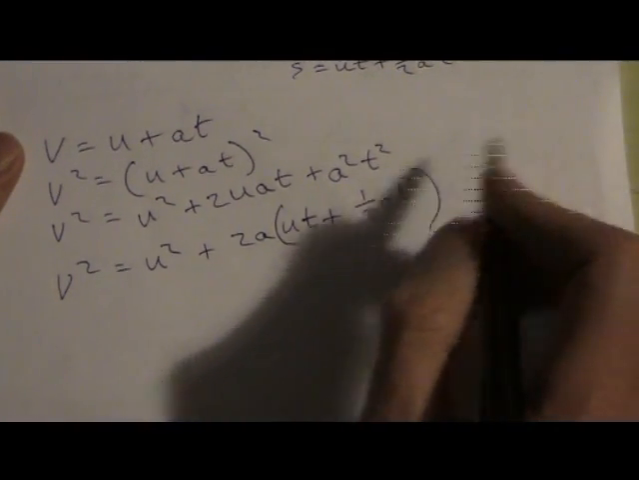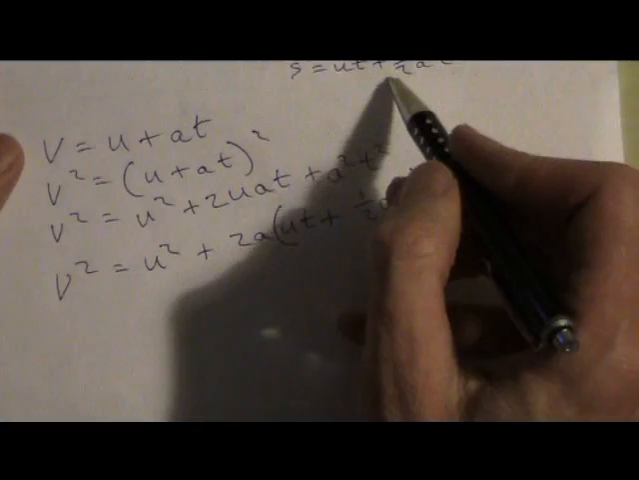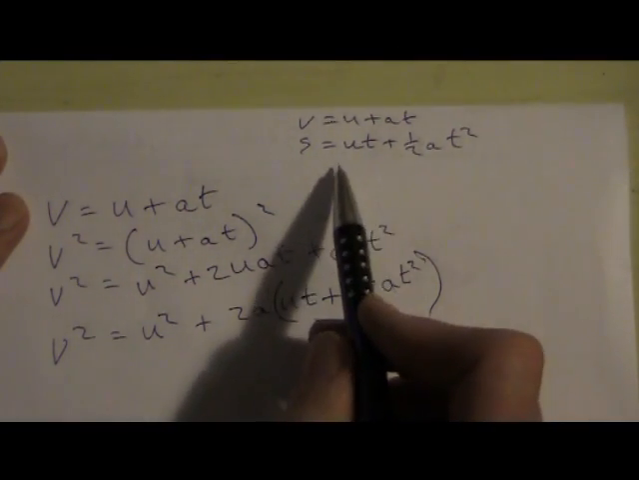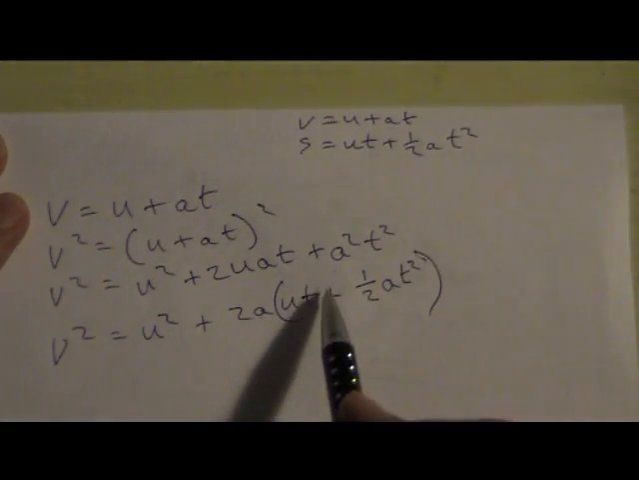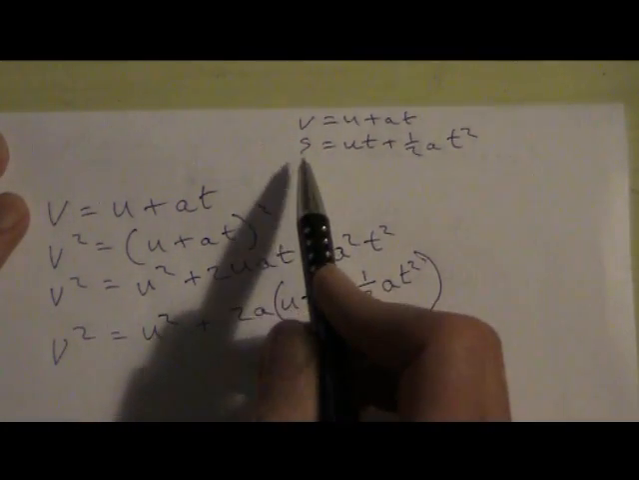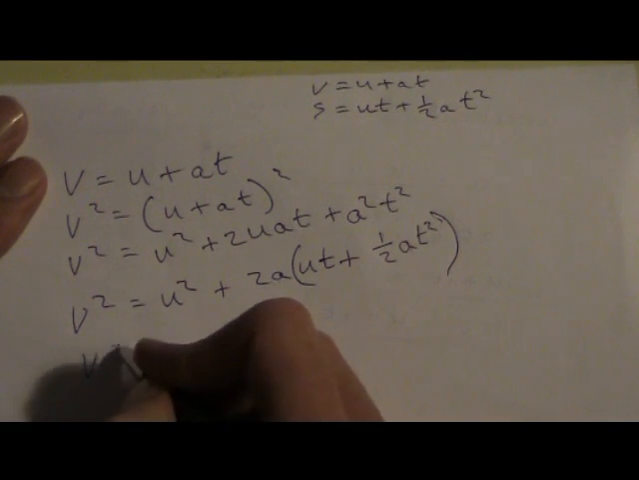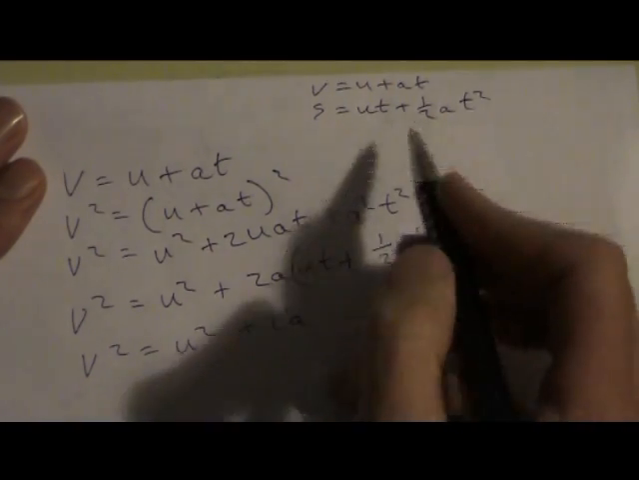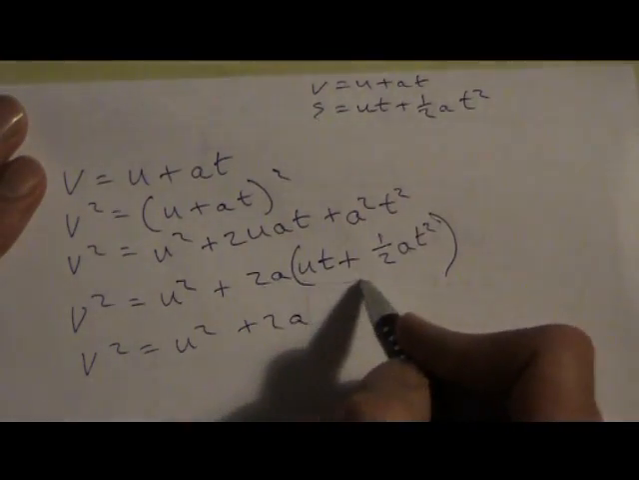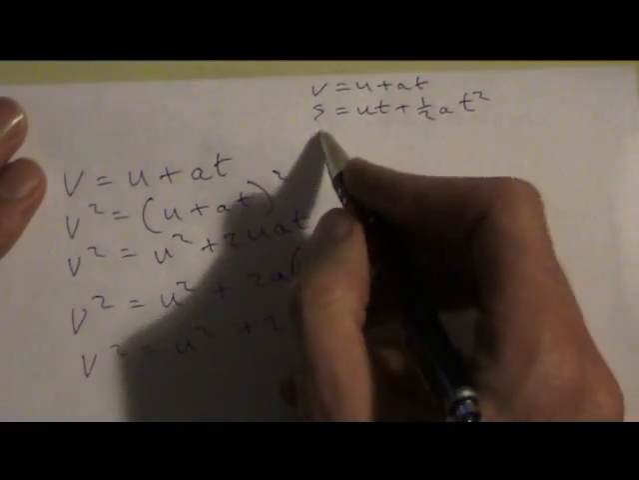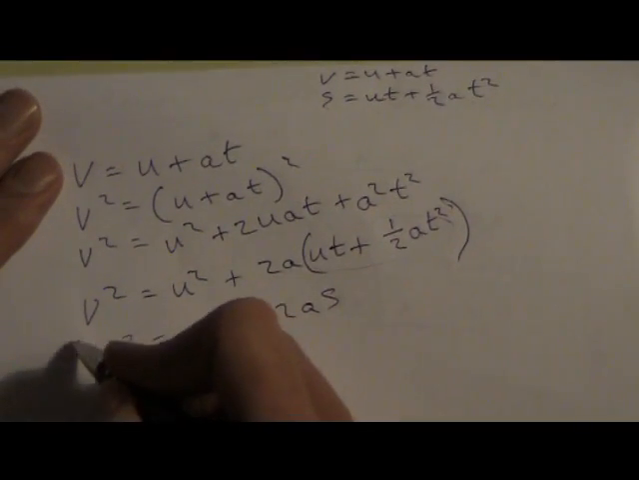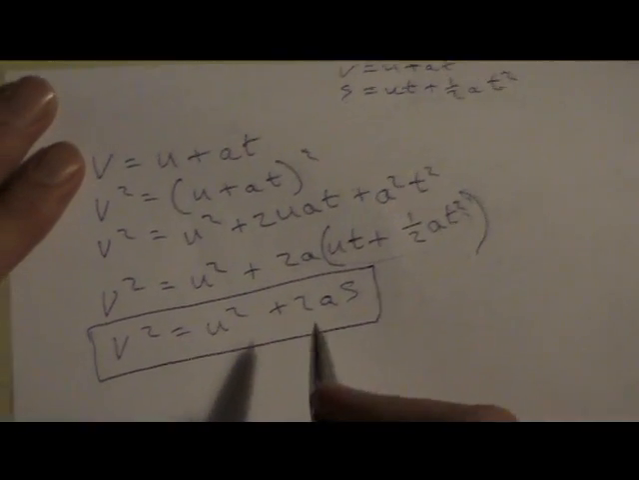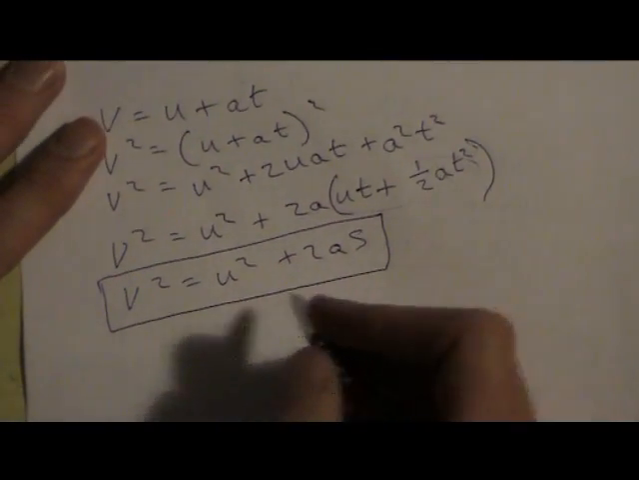Okay. Now, does this look familiar? Well, looking up here at the first two equations we derived, ut plus a half a t squared. So instead of all of this, I can write in s. Okay, so v squared equals u squared plus 2a. And instead of all of this, I'm going to write in s, because look, all of this is the same as all of this. So I'm going to write in s. And what have I got? v squared equals u squared plus 2as. And there's my third equation of motion.